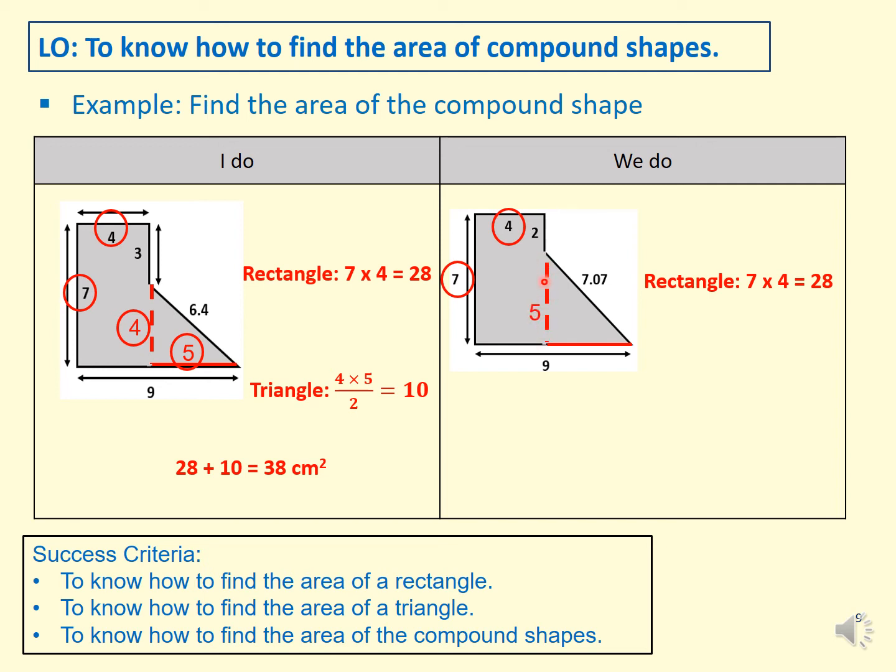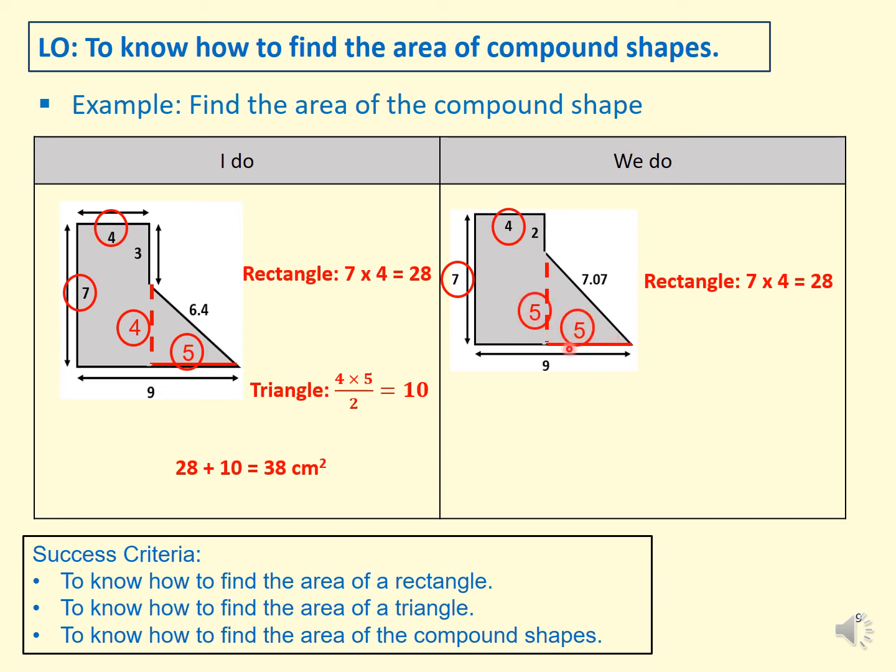For finding this one, the whole length, as you can see, that arrow shows the whole length, is 9. This side of the rectangle was 4. So if I do 9 take away 4, I'm left with 5, which is this side. So this is 5. And I'm dealing with these two lengths in a triangle.